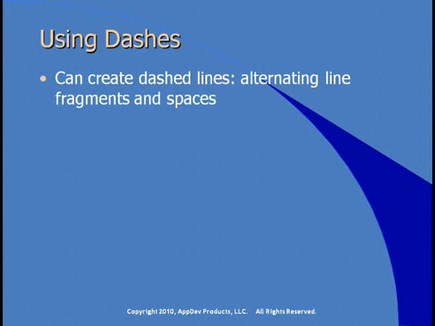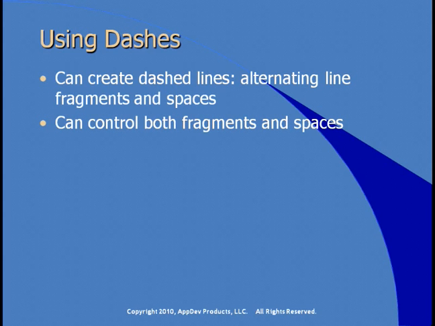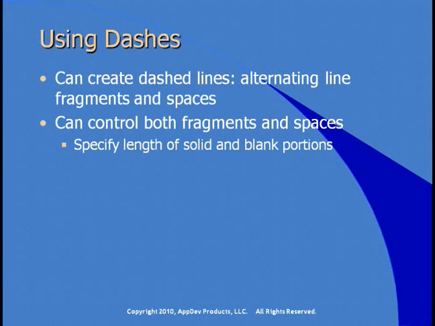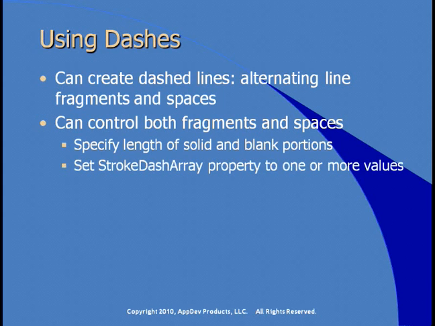You can also create dashed lines, that is, alternating line fragments and spaces. That's all a dashed line is, and you can use this any place you use a line, including on the stroke of an ellipse or a rectangle. Any place you have a line, you can do this. You can control both the line fragments and the spaces. You specify the length of the solid and the blank portions of the line. And to do that, you set the stroke dash array property to one or more values.